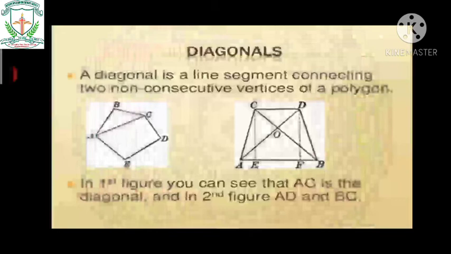And in the second figure, you can identify vertices A, C, D and B. Vertex A is joined to vertex D. AD is the diagonal and BC is the diagonal.